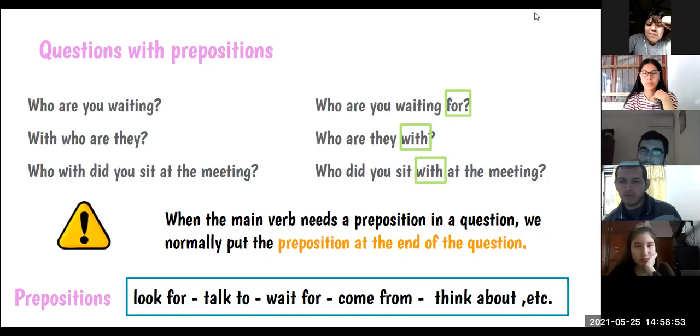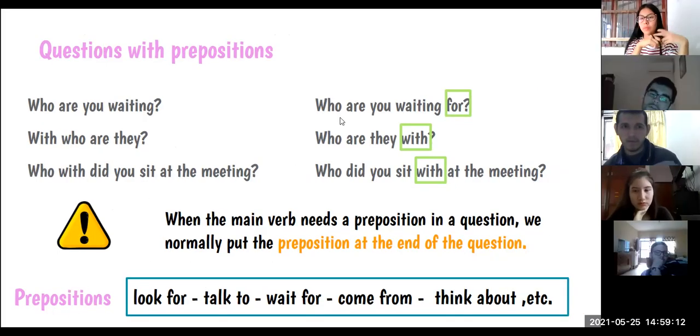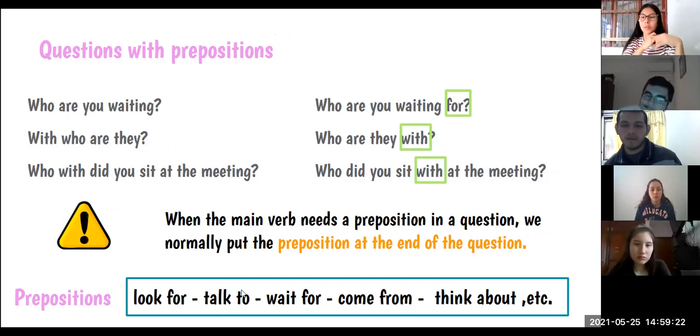Where are you from? Maybe what you can say is, where do you come from? Right? Very good. Here we have one with waiting for. Who are you waiting for? Okay. Very good. Who are you talking to? Right? So we can use the prepositions at the end of the questions.